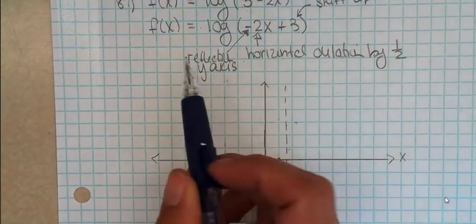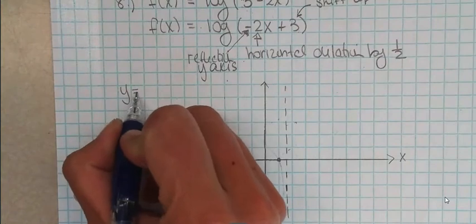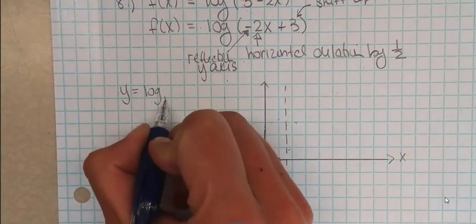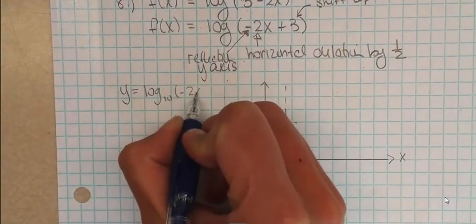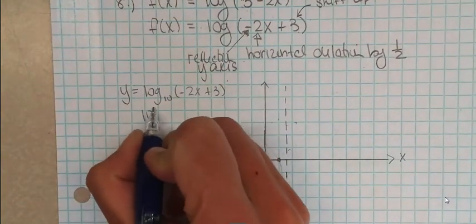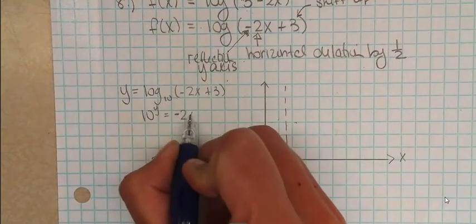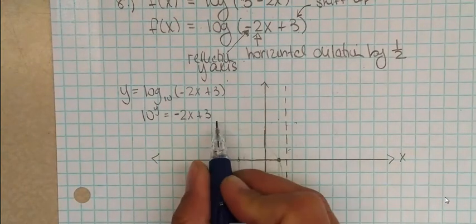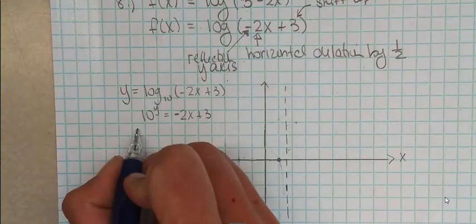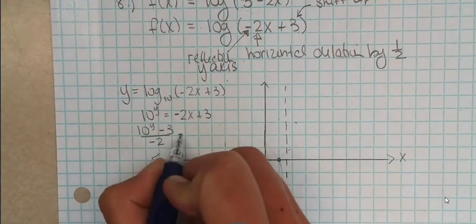what I can do is turn this into an exponential function. So let's say that it's y equals log base 10 of -2x plus 3. Well, I can say this is 10 to the y power equals the input, which is -2x plus 3. Now subtract that 3 and divide by -2. If I do that, I get this equals x.